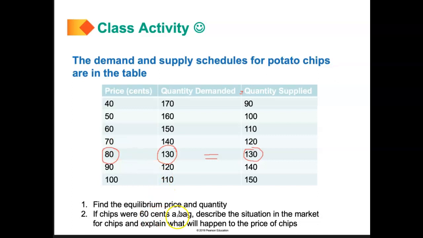Okay. Now, if chips were 60 cents a bag, quantity demanded exceeds quantity supplied by 40 bags, right? So there are more people willing to buy a potato chip than there are sellers willing to sell a potato chip in the market. So there's a shortage of 40 bags. Because the market has to correct itself, prices will increase till they get to 80 cents.